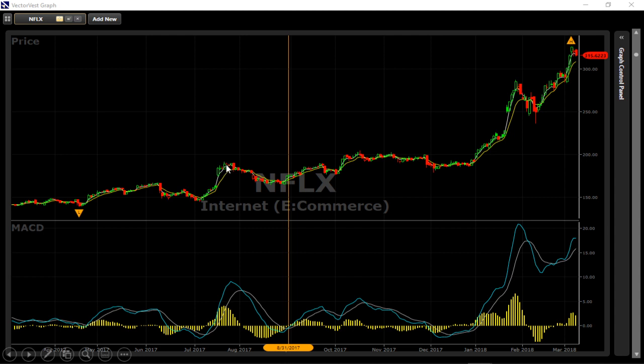How about here? New high, pullback, MACD histogram negative, and I'll talk about the negative crossovers as well, but the MACD histogram bar is negative. They turn positive, change in trend.